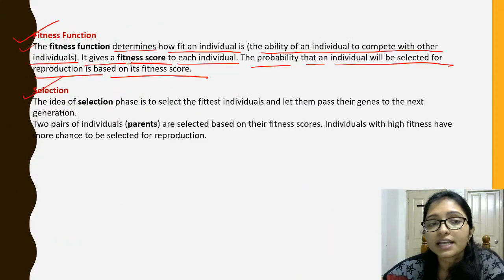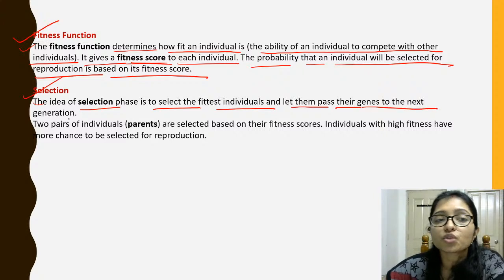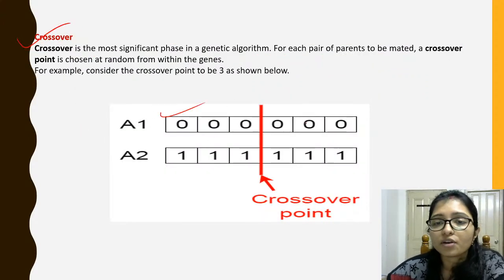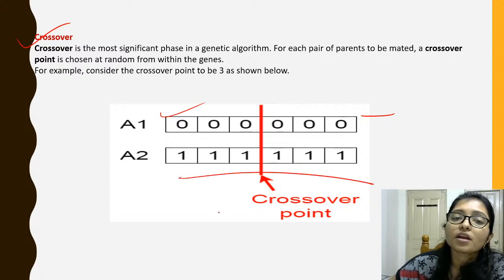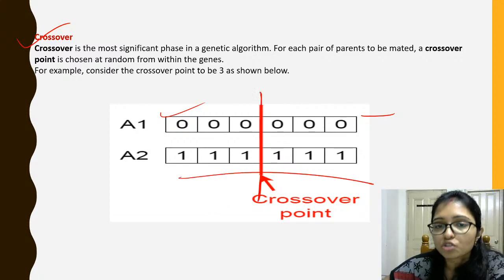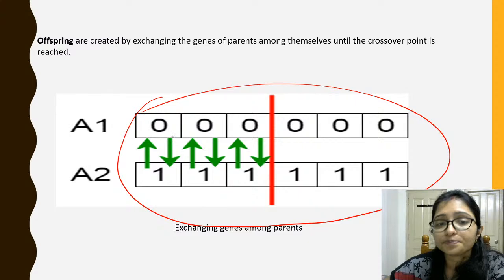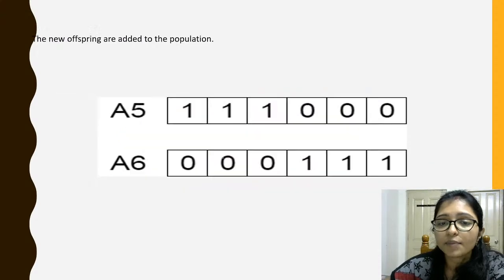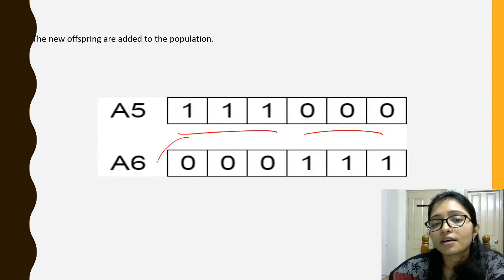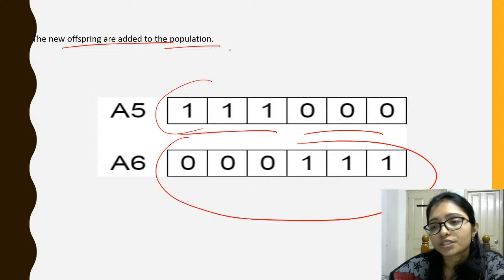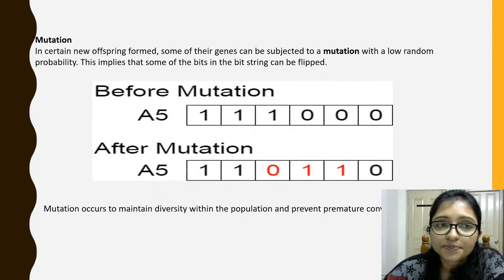And selection. What is selection? The idea of the selection phase is to select the fittest individuals and let them pass their genes to the next generation. We are selecting that. Now crossover, we have already discussed. Crossover point means we are doing this, this is the crossover point, it will come here and it will come here. This is the crossover going on. 0 1 0 1 coming here. Finally this is the final value, new, added to the population.